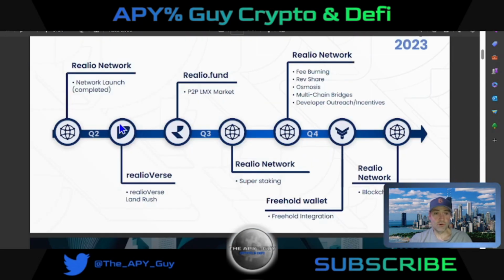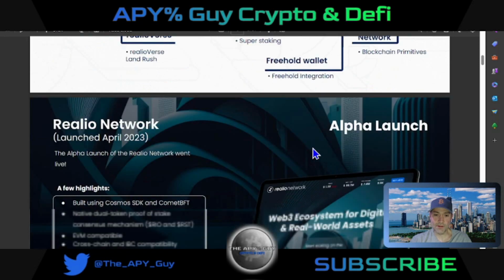Really ambitious roadmap with the metaverse, the Relioverse. They had a secondary market, super staking, which I haven't found that much more information about. The wallet they're going to come out with looks really cool. Multi-chain bridges, and then they're going to integrate with Osmosis as well. And the fee burning, that's really interesting. I knew nothing about that.